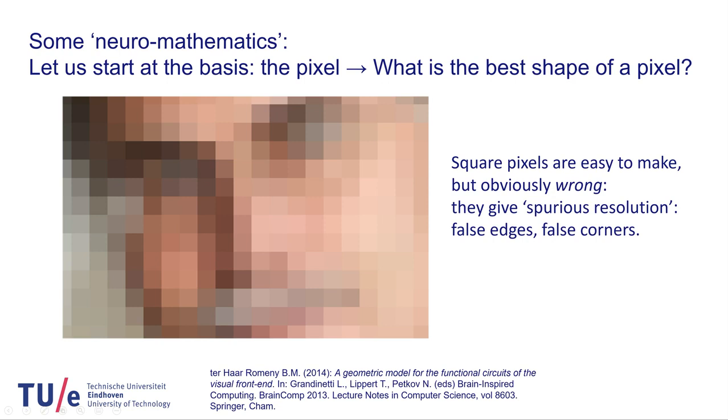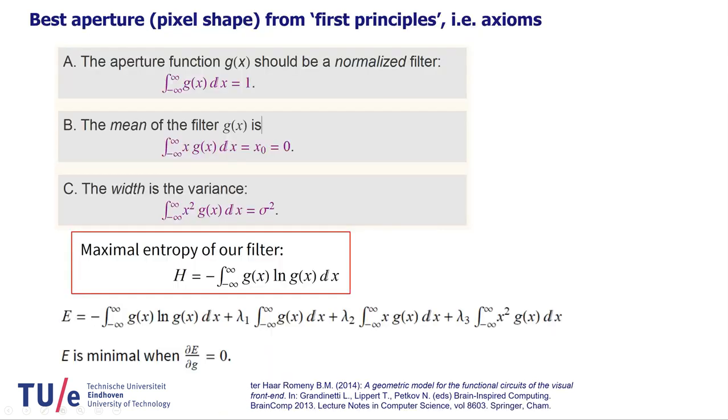So we can do some nice mathematics. I'm not going to explain all these mathematics, but you have a function g, and g is my optimal shape for my pixel. So this should probably not be a square, but very likely a circle. That's much smoother. It should not be some blocky step function, but it should be much smoother.